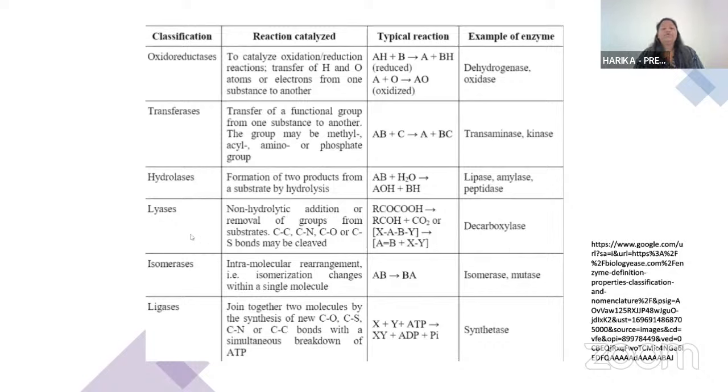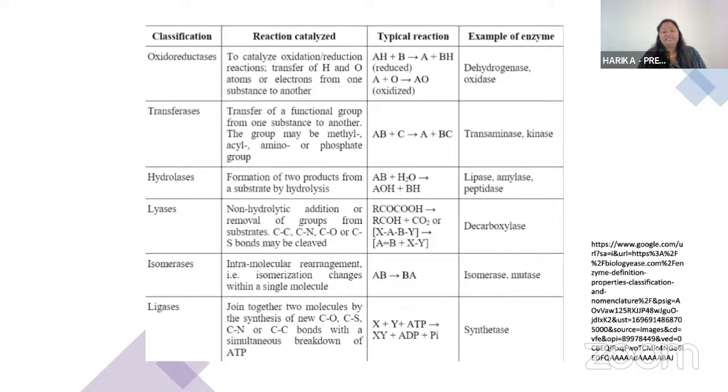Next comes isomerases. These isomerases do intramolecular rearrangement, which means they do rearrangement inside the same molecule. Likewise, AB in the presence of isomerase forms BA. So here they did a rearrangement. Examples are isomerase and mutase.